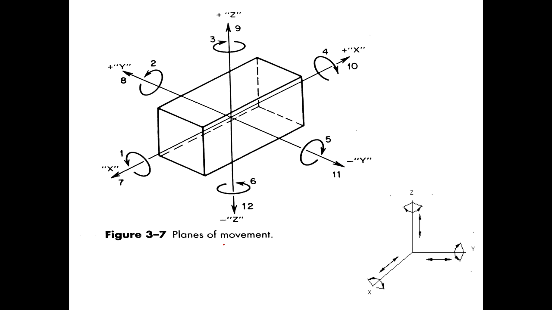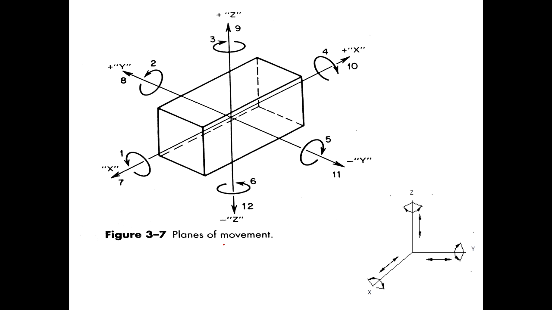Now let's consider degree of freedom or the planes of movement. It is very important to consider the degree of freedom or the planes of movement when we are locating the workpiece into the jig or fixture, because we have to restrict the motions the workpiece has.